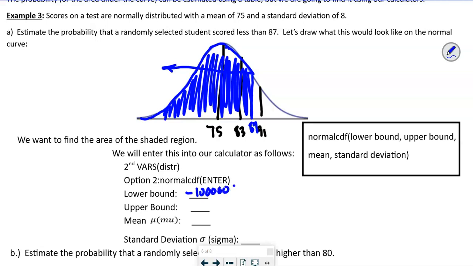6, yeah, there's 6. No, there's 6 there. Okay, and then our upper bound is going to be our 87 because that's the highest data point. Our mean was 75 and our standard deviation was 8. So we are going to put these in the calculator and it's going to find all this area under the curve for us, okay? So pause and let me go there.